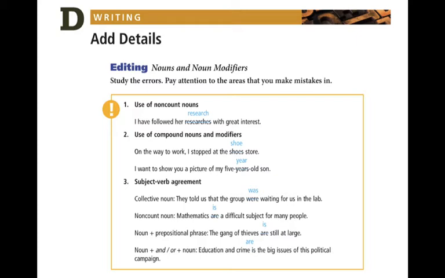Number 3, subject-verb agreement. For the first one, collective noun, they told us that that group were waiting for us in the lab. Group. That means a lot of people, right? Yes, you're right, but it is a singular noun. So let's use a singular verb. The group was waiting.